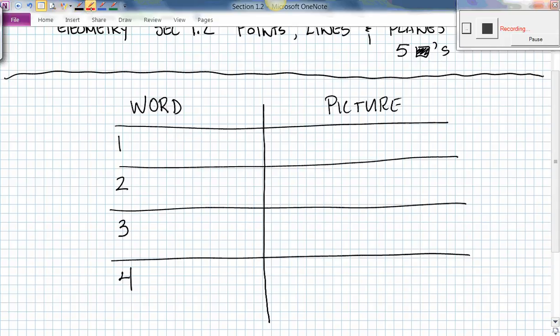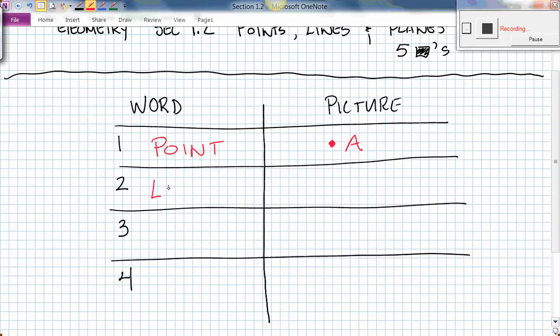Okay, the first word, it's as simple as can be. We're going to try and draw a picture of a point. In geometry, we're going to talk about points. So here is the picture of a point. Usually it's a dot. And I call that point A. Is everybody cool with that one? Yeah. Sweet. Let's go on to the next one.